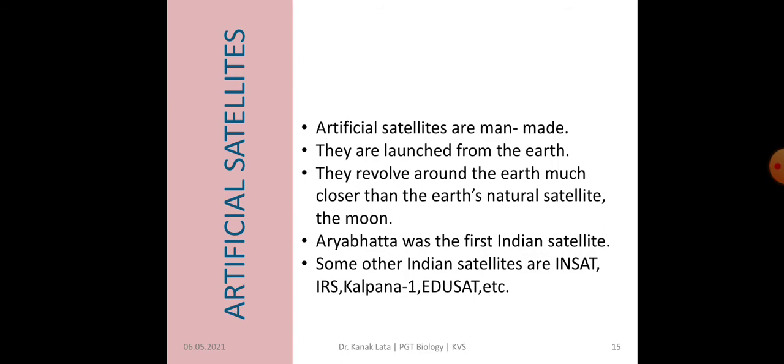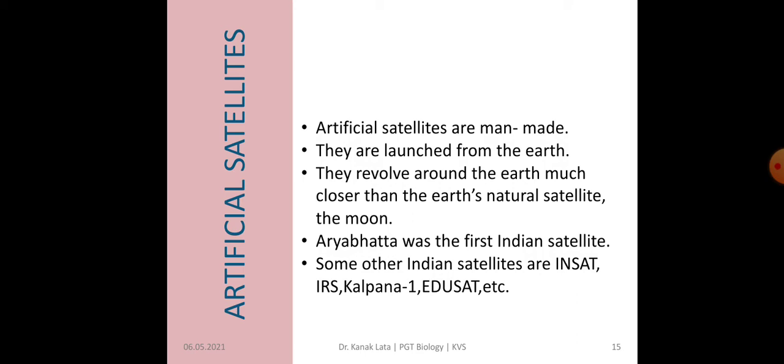Now the next topic of today's session is artificial satellites. There are a large number of natural satellites that revolve around the planets. But there are artificial satellites also, which are made by human beings and are launched from the Earth. These artificial satellites revolve around the Earth much closer than the Earth's natural satellite, that is the Moon.